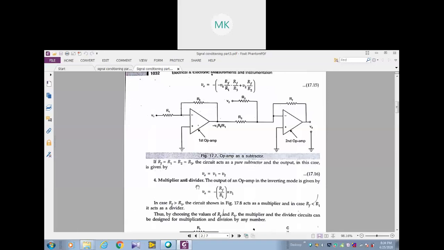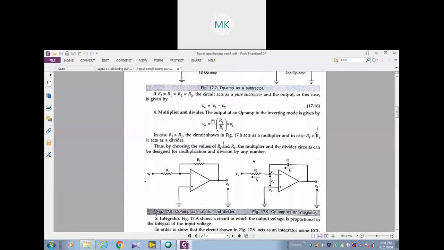Now the multiplier and divider circuit. In this circuit, VO equals minus RF by R1 into V1, that is the inverting amplifier. If RF is more than R1, it acts as a multiplier. If RF is less than R1, it acts as a divider. For example, if the gain is 2, then 2 into V2, that is a multiplier. If it is 0.2, it acts as a divider. So if RF is more than R1, it acts as a multiplier, and if RF is less than R1, it acts as a divider. So you can use this circuit as a multiplier as well as a divider.